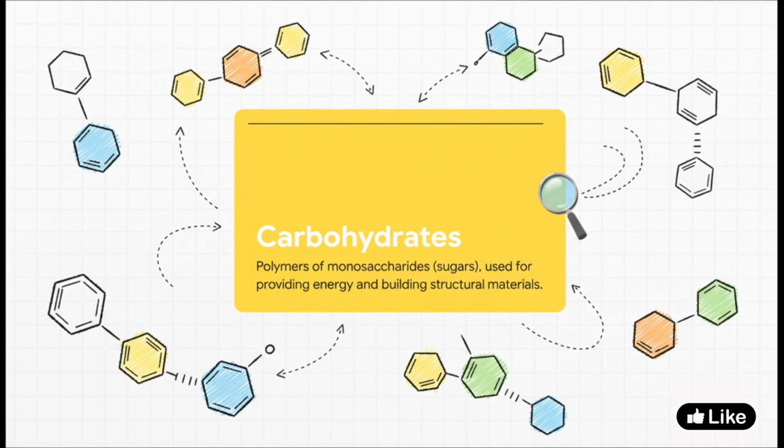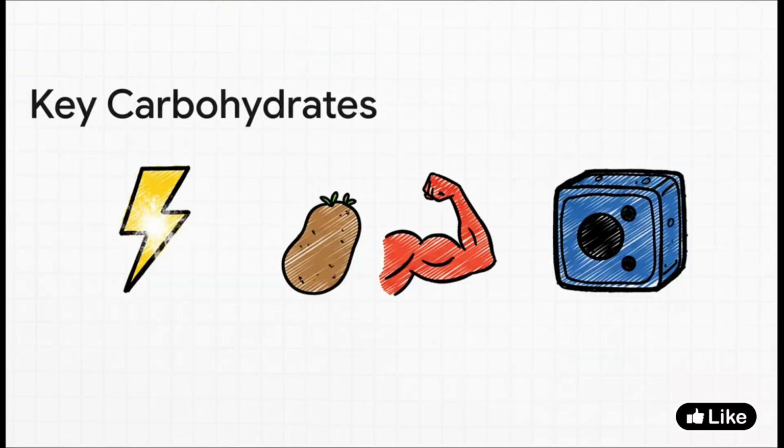Think of them as the body's high-octane gasoline. But they do more than just give you a quick energy boost. Plants can pack this energy away for long-term storage as starch. That's why foods like potatoes and pasta are so full of energy. We animals do something similar, storing it as glycogen in our muscles and liver for later. And some carbs, like cellulose, are purely for structure, building the tough, rigid walls of plant cells.